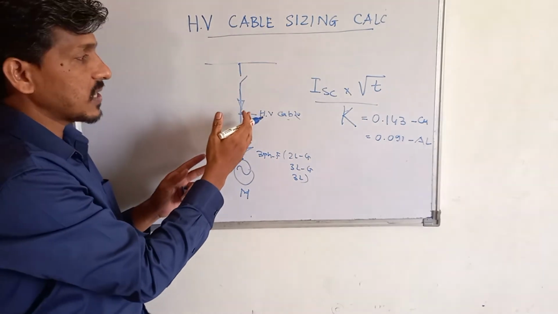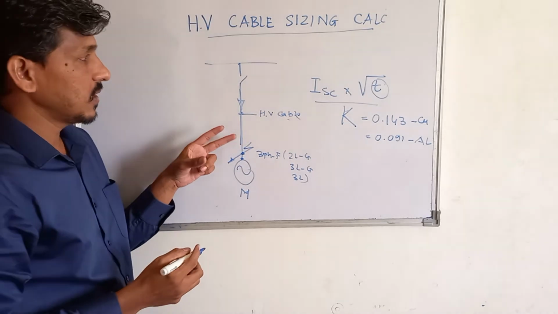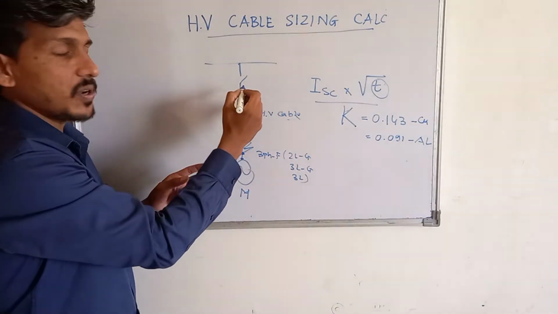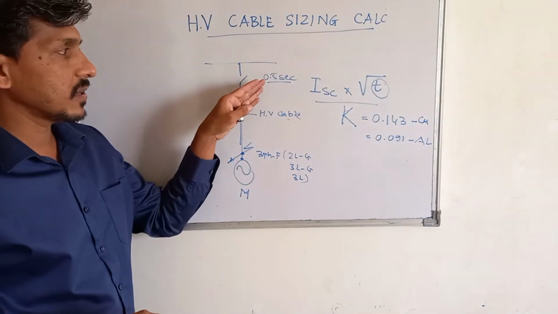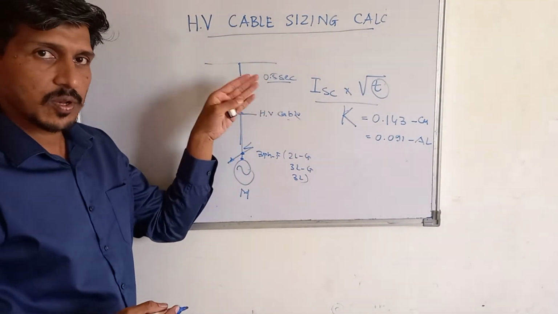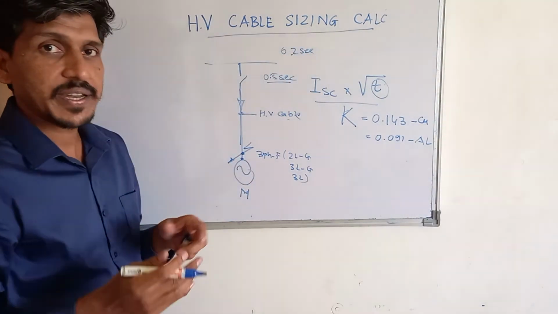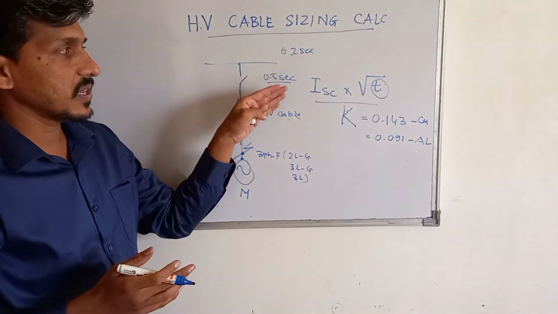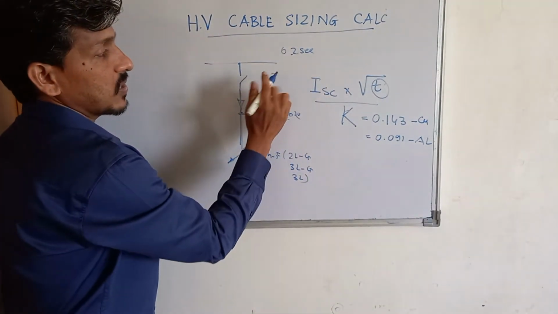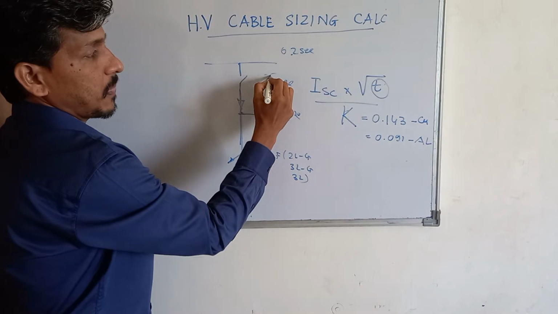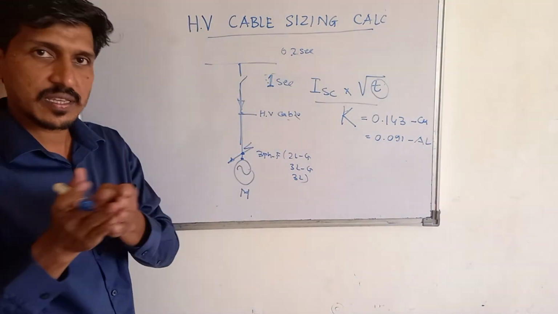This is for the time T, your fault clearing time. Let's say this breaker is clearing the fault in 0.5 seconds. Normally the breaker clears the fault faster, say in 0.2 seconds, or even 0.85 seconds. But for the safe side, we consider 0.5 seconds, or in some cases even 1 second, to select the cable size on a safer side.